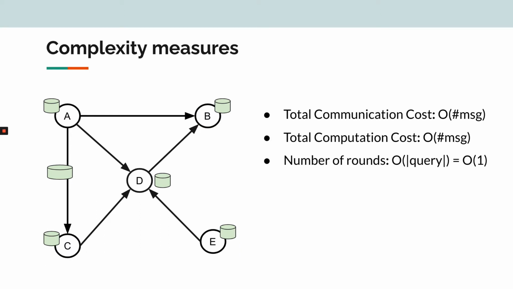We estimate the cost of a vertex-centric algorithm using the total communication and computation costs. The communication cost measures the total number of messages sent by vertices over all supersteps. We account for computation costs to make sure that when designing algorithms, vertices perform limited work, which doesn't exceed the communication cost. We also want to make sure that the number of rounds is linear in the size of the query, which we assume to be constant, since we're interested in the data complexity of an algorithm.